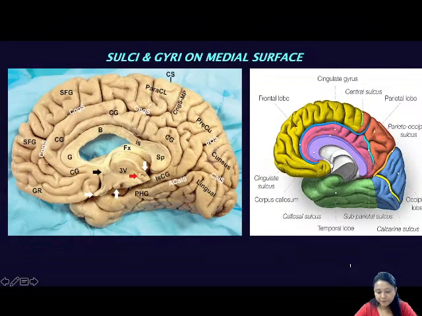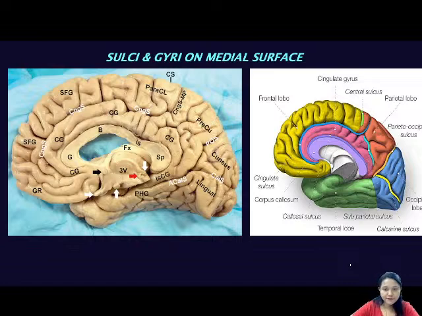Let us see the medial surface. What are the sulci and gyri in the medial surface?